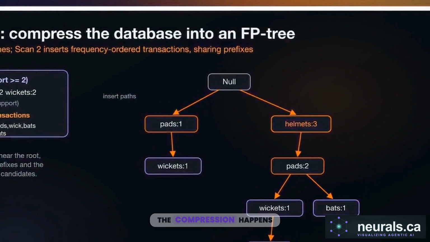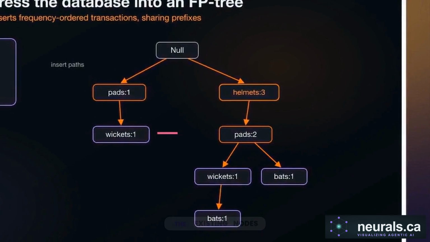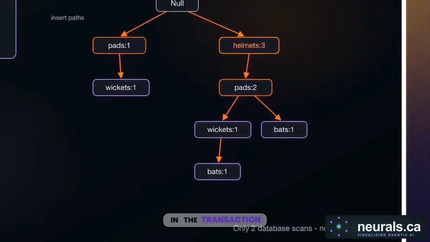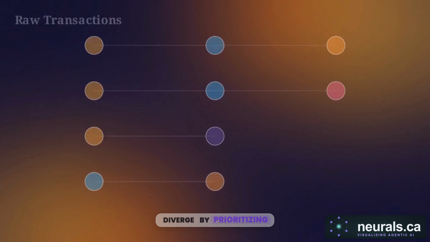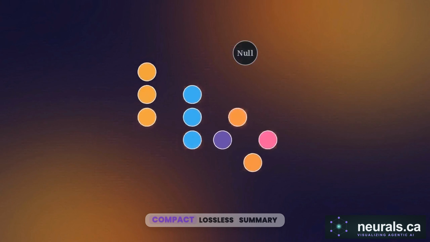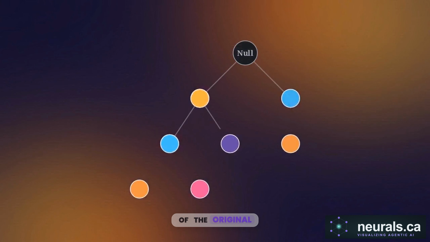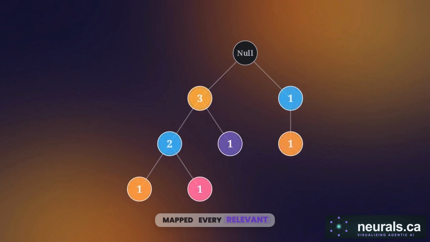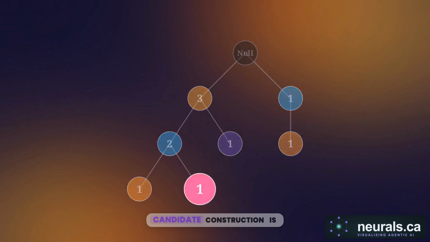This is where the compression happens. Notice the helmets node with a count of 3. When different transactions share a prefix, the algorithm reuses the existing nodes and simply increments their count. It only branches off when the items in the transaction diverge. By prioritizing frequency and sharing roots, the FP tree becomes a compact, lossless summary of the original dataset. We've mapped every relevant relationship without generating a single hypothetical candidate.